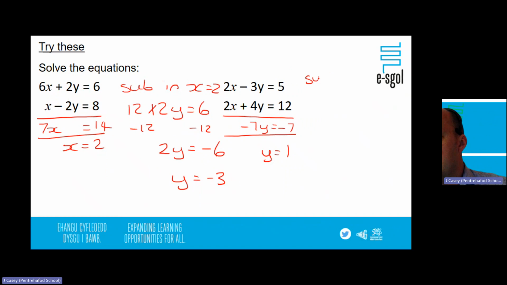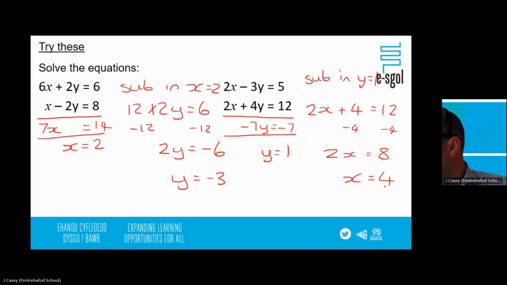And then I'm going to sub in the y value now. So y equals 1. I'm going to substitute that into, I can choose any equation I want, really. I think I'll choose this bottom one because there's no negative. So I got 2x plus 4y, and that's 4 times 1. So I'll just write that as 4 equals 12. Take away 4 from both sides. So the value of 2x is equal to 8. And then divide by 2, the value of x is 4.